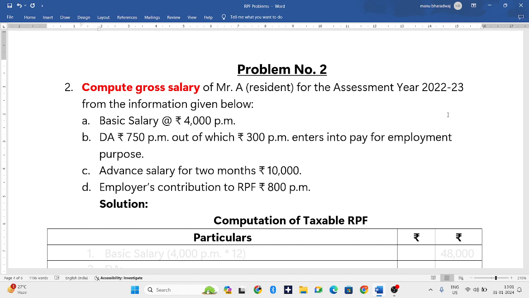Of Mr. A who is resident for the assessment year 23-24. Assessment year should be 23-24. For the assessment year 23-24, we are calculating. Basic salary is 4,000 per annum. DA 750, out of which 300 per month enters into retirement benefit. For employment purposes, it is understood that it is retirement benefit.